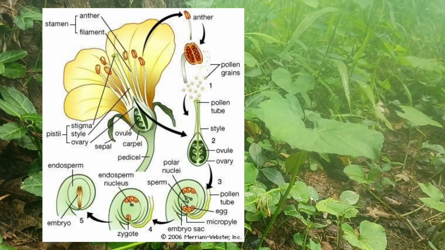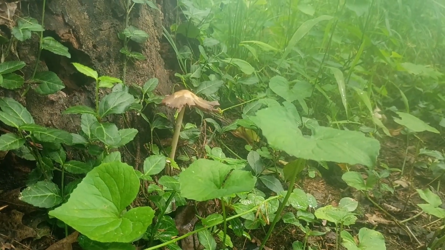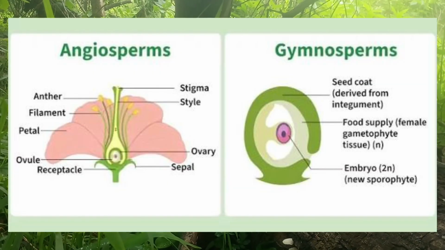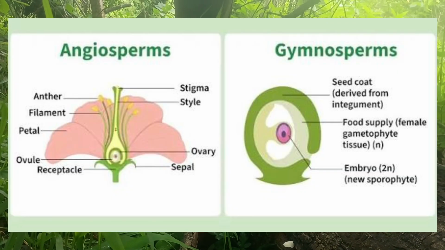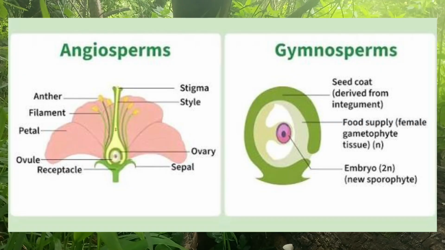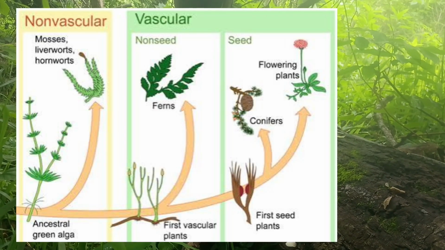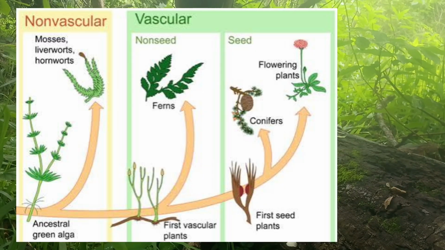Now, if you take away anything from this lesson so far, it's that seeds eliminated dependence on water for fertilization. Gymnosperms introduced seeds, angiosperms added flowers, fruits, and double fertilization, and all plant groups are equally evolved, not hierarchical. Different strategies succeed in different environments.